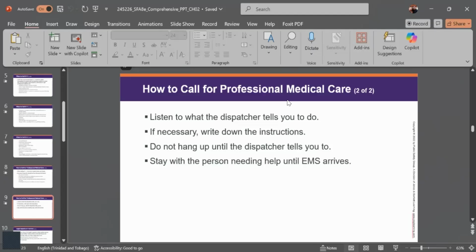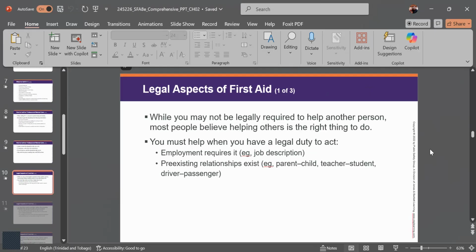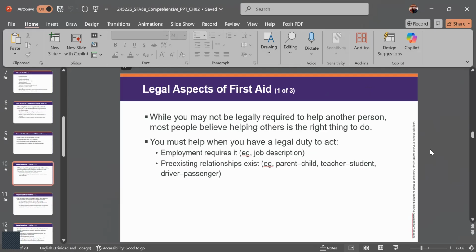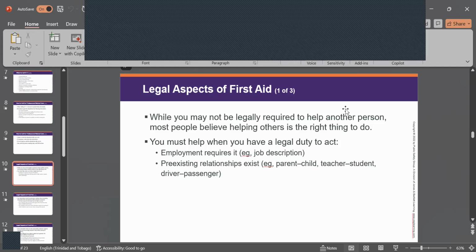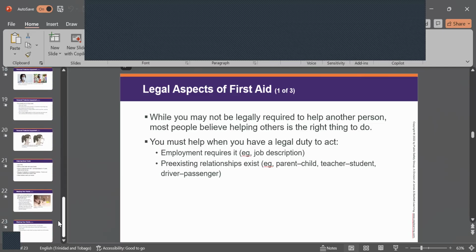Okay? The idea here is we want to stay to reassure the patient. We want to stay to comfort them. We want to stay to see if whatever treatment we've administered continues to be effective, or if we need to make any sort of changes. All right, so I want to come back to the legal aspects of first aid in a little bit.